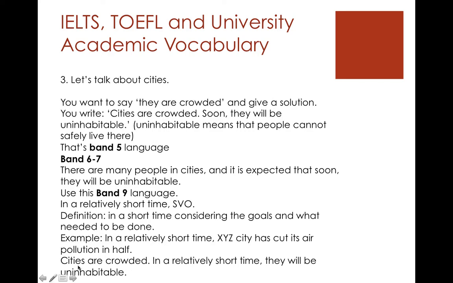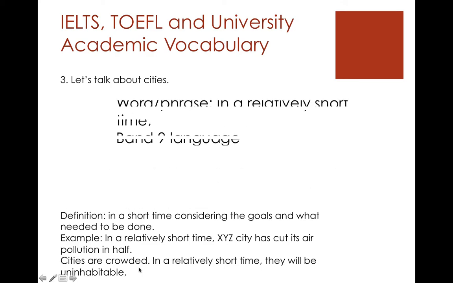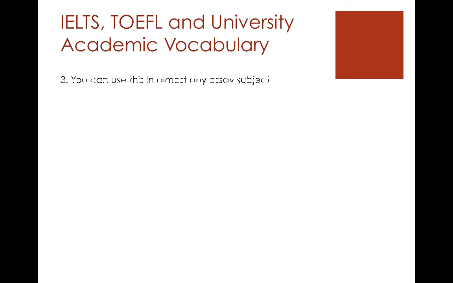Okay, so let's see here. Cities are crowded. In a relatively short time, they will be uninhabitable. So it could be 5, 10 years, but that's a relatively short time because it's a lot of issues to deal with if this is true, if they're uninhabitable. Okay, let's move on and take a look at some examples.